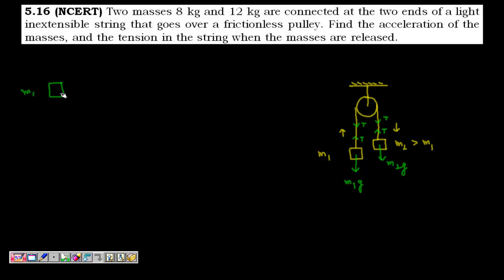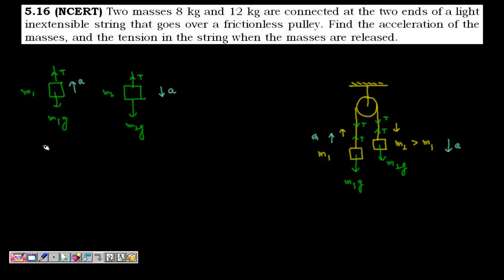So this is m1, the force acting on it in the downward direction is m1g, and this is the tension T here. And for m2 you can write m2g downwards and this T upwards. Let m2 come down with an acceleration a, and m1 will move with an acceleration a in the upward direction. Now apply Newton's second law in both the situations.